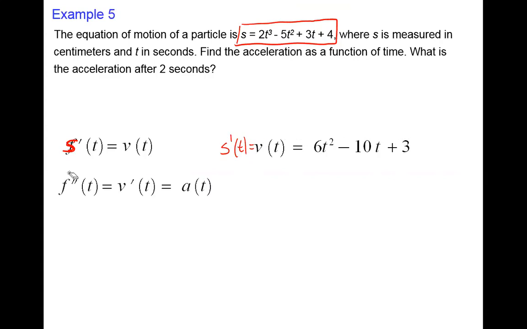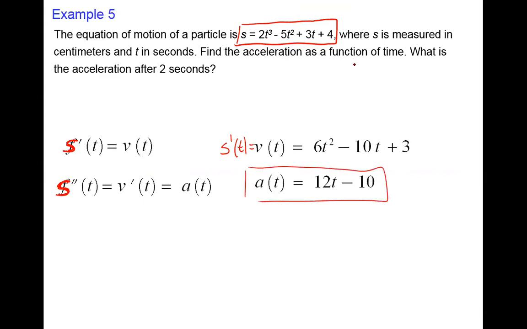That means to get the acceleration, right? We all know that we have to differentiate the velocity, which means with respect to the original function, position function is the second derivative. And I'm not going to ask you, it's too easy. What's the derivative of 6t squared? Of course, this, 12t and negative 10t is negative 10. Okay, that means this is the acceleration as a function of time.